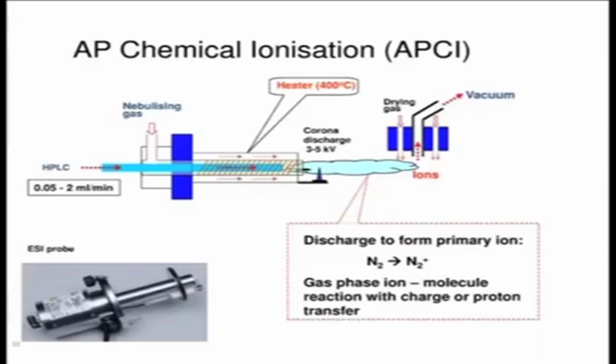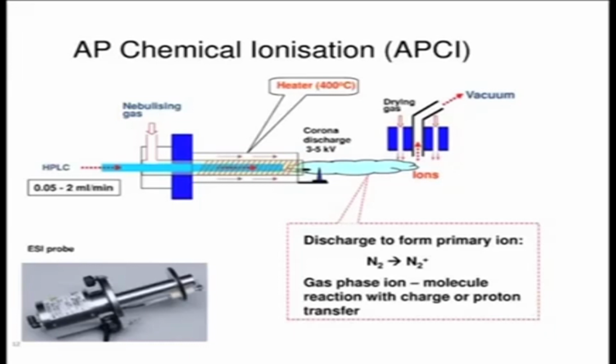This is where the ionization takes place. Nitrogen gets ionized, and when it strikes your molecules, the charge gets transferred and the compound gets ionized. This is the process of chemical ionization. Then finally, the compounds which are ionized enter into the vacuum in the mass spectrometer.